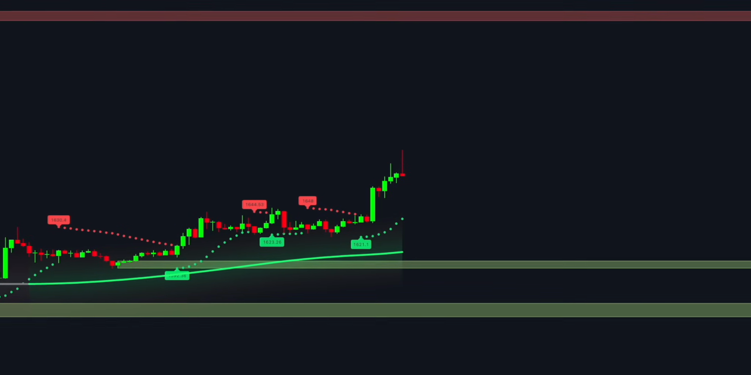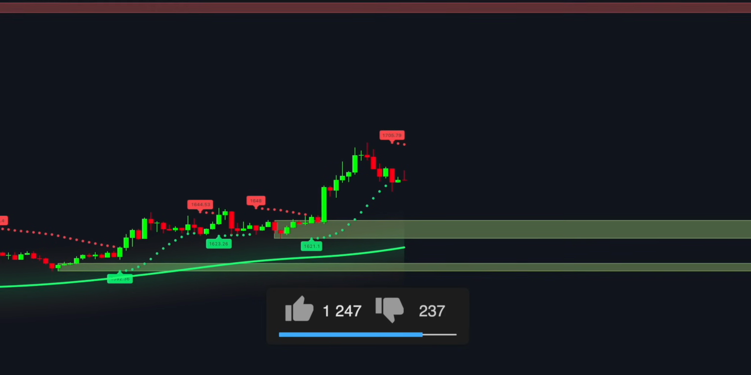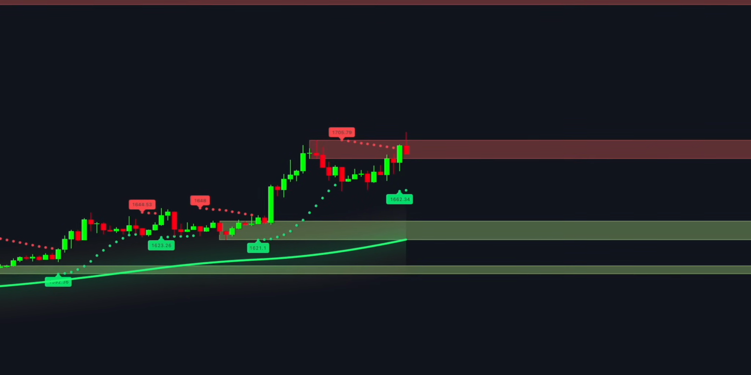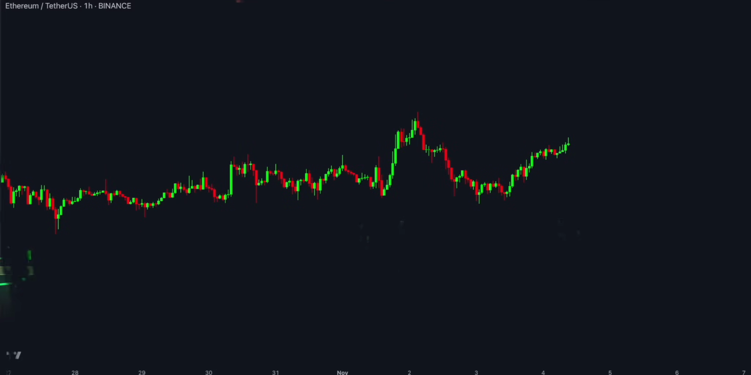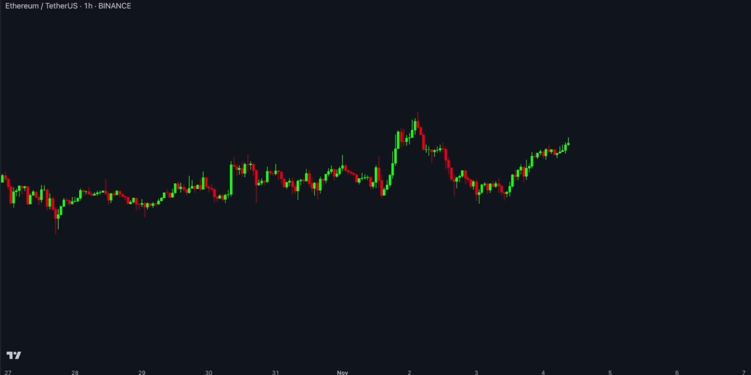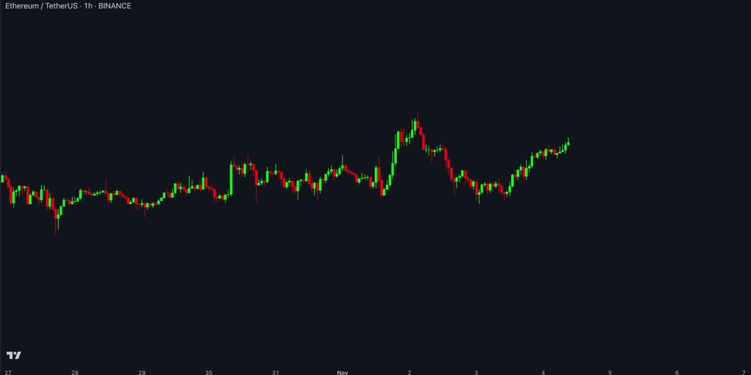In this easy-to-follow tutorial, I will teach you how to use this indicator correctly, as well as give you a full trading strategy with it that is guaranteed to make you a consistent profit. It's worth mentioning that this technical analysis tool can be used for trading cryptocurrencies, stocks, futures, and forex pairs. The most optimal timeframes for this indicator are 5 and 15 minutes, 1 hour, and 4 hours.